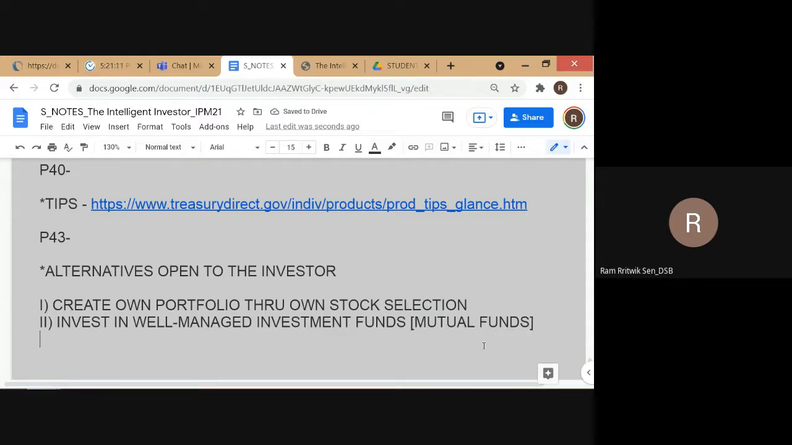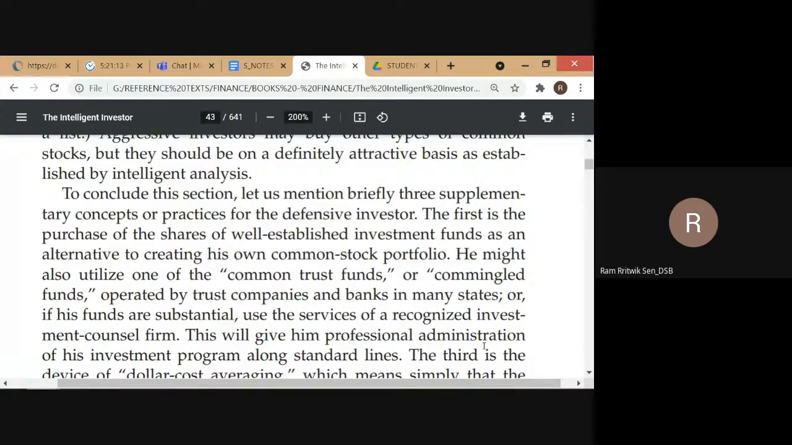And then what is the third one that he's mentioned? Three supplementary concepts. Okay, the first is purchasing shares of well-established investment funds.